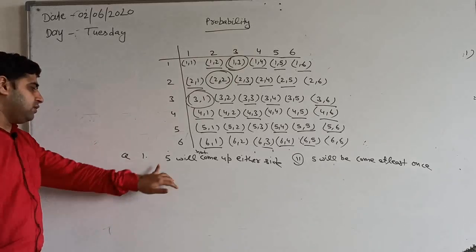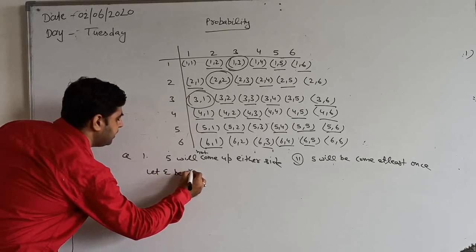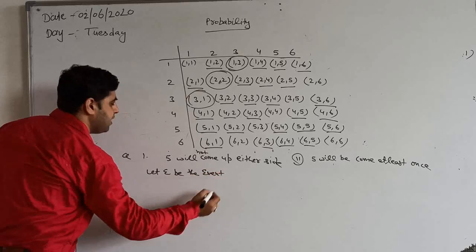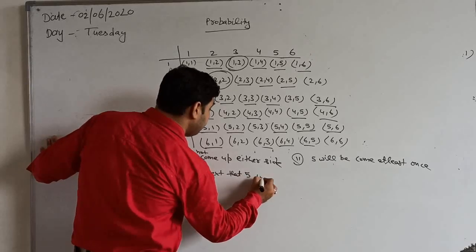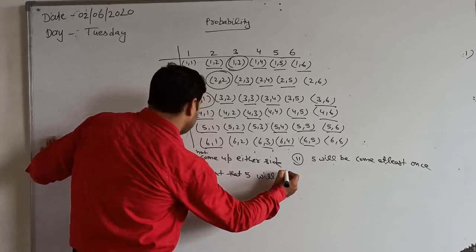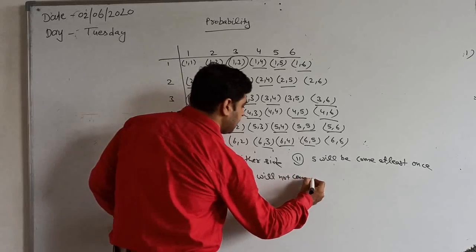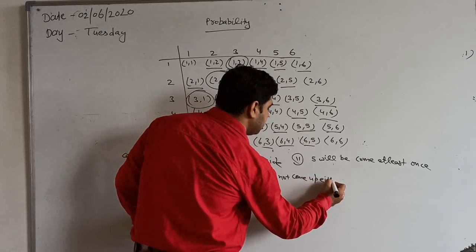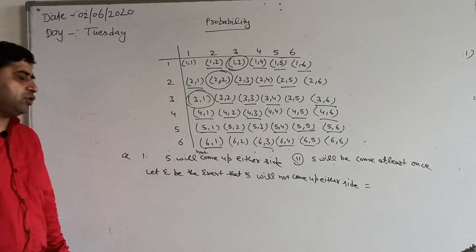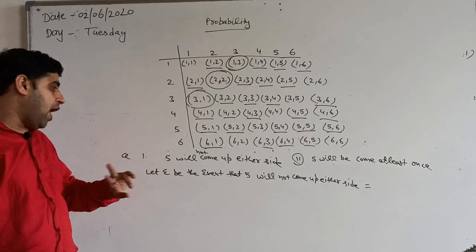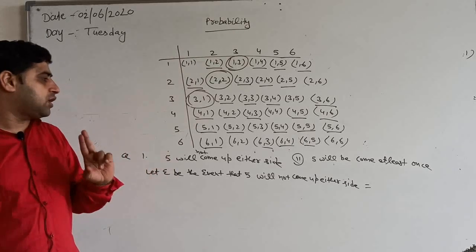So here, the first question, probability. Let E be the event that 5 will not come up on either side. It means that when we throw two dice, 5 will not come.